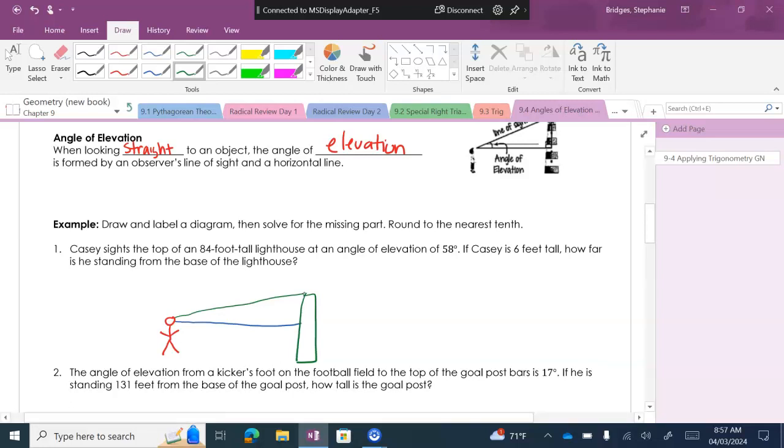So the first thing we want to do is label everything that it tells us. What does it tell us about the height of the lighthouse? It's 84 feet. So 84 is going to go over here. And then it tells us that the angle of elevation is how much? 58. So 58 degrees is going to go right here in between his horizontal line of sight and up to where he looked at the angle. And then what it is asking is how far is he standing from the base of the lighthouse? So in my picture, which line is the distance from him to the base of the lighthouse? Is it the blue horizontal line or the green diagonal line? The blue one. So that's what we're looking for. So we're going to call that one X.